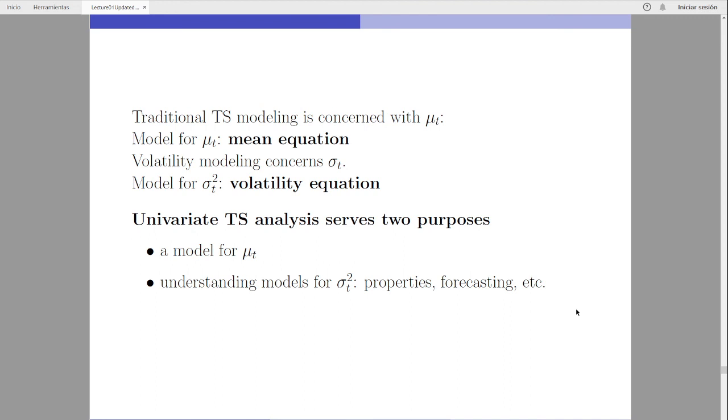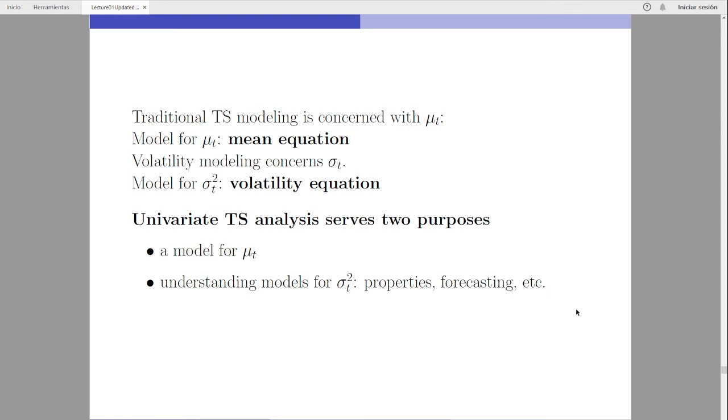So traditional time series modeling is very concerned with this mean, with this mu_t. It's called the mean equation, but volatility modeling is the part that concerns sigma_t. In this case, the model for sigma squared_t, we will be calling volatility equation. We will be using a lot of that.